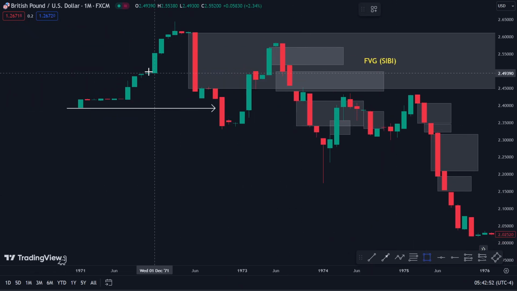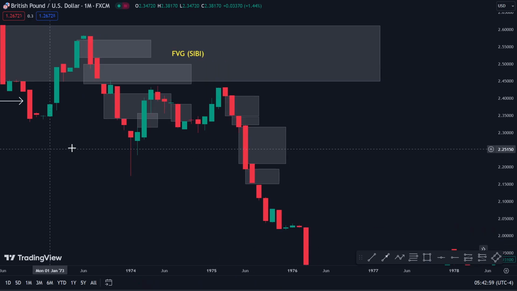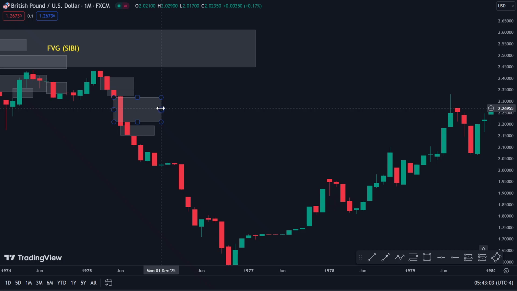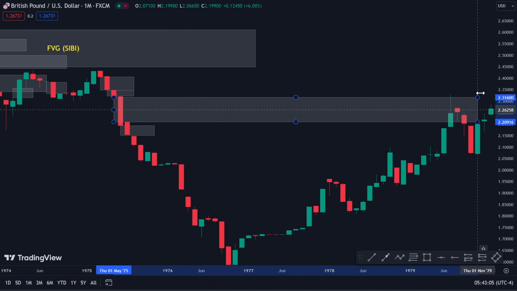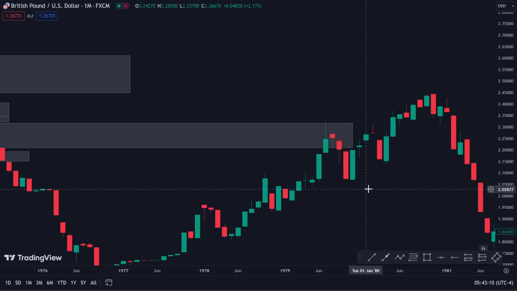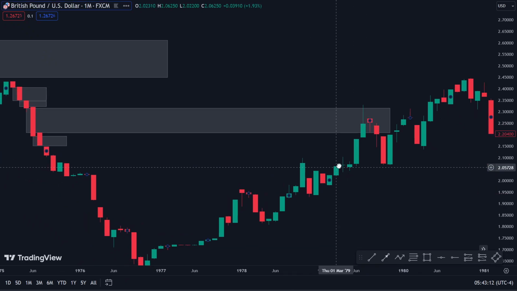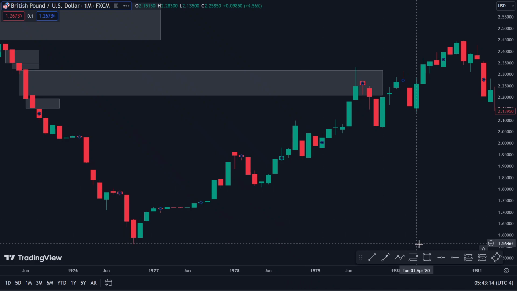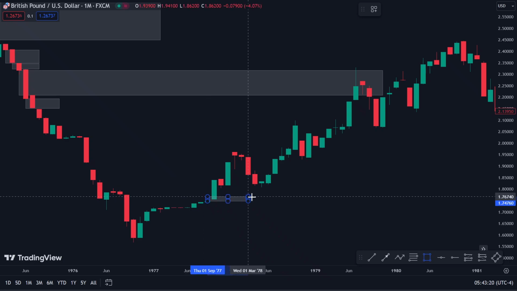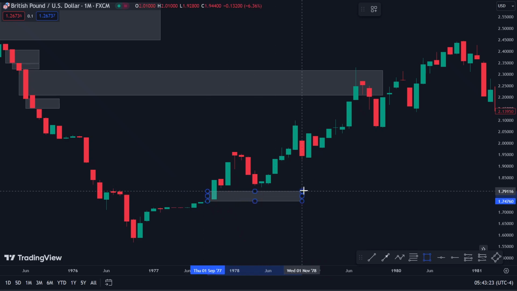There's also one over here. Yes, we have one over there. If we extend this in time, look at what happened. It revisited this and repriced a bit, repriced lower. Okay, we also have one over here. We have one over here.